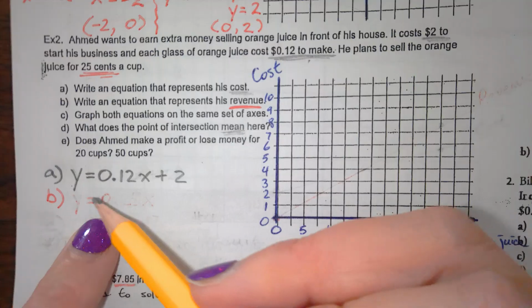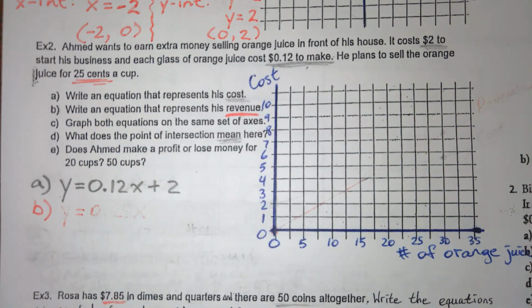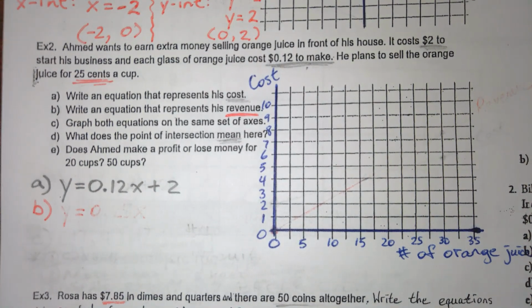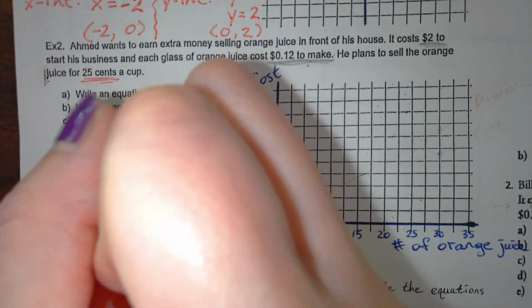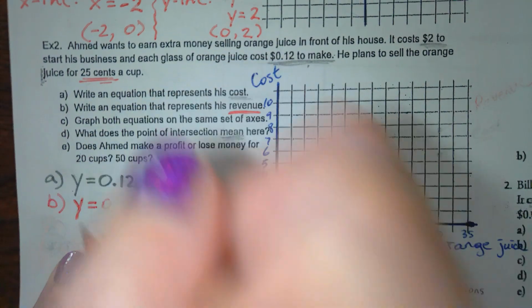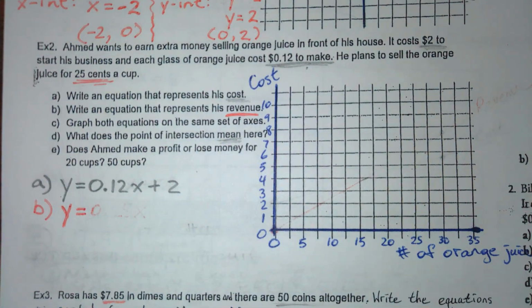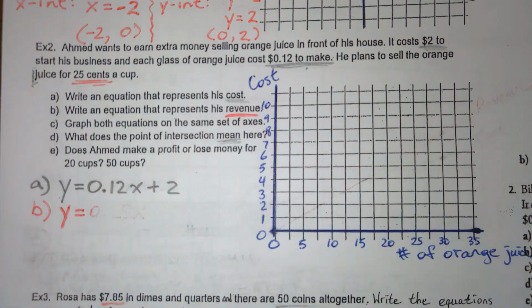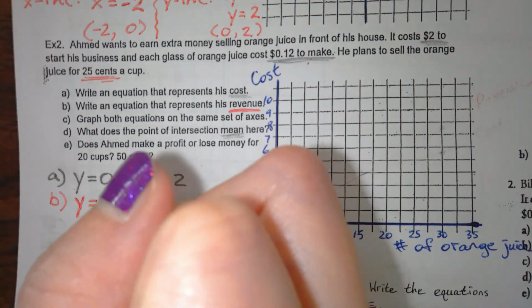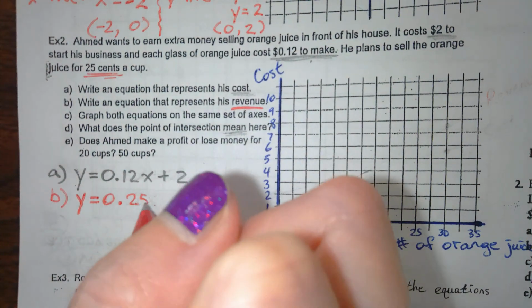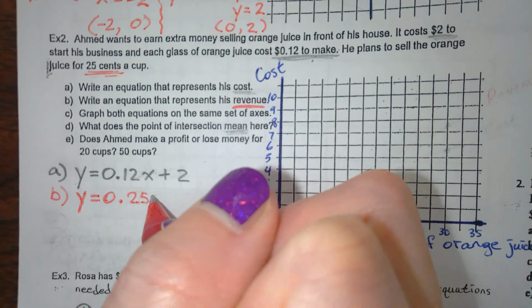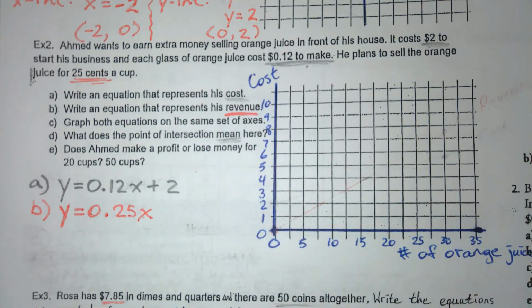Yeah, so if it costs $2 to start the business and 12 cents to make each cup, can I write the equation in y equals mx plus b form? Okay, Cheryl, can you help me with it? Perfect. Okay, 12 cents to make, $2 for the start-up, so it costs this much. Okay, and what about the revenue? I'm not talking about profit, I'm just talking about revenue, which means how much he's charging. So how much is he charging? 25 cents. How do I write 25 cents? Yeah, 0.25 what? X. Perfect. We can sell each cup. Good.